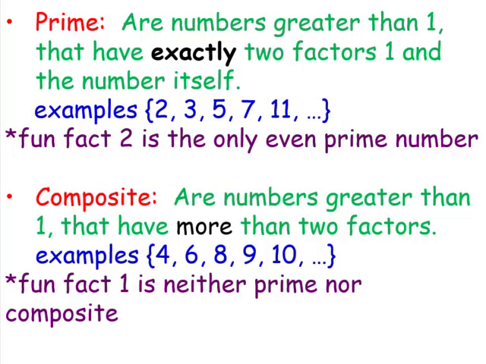Composite numbers are numbers greater than 1 that have more than 2 factors. Examples: 4, which has factors of 1, 2, and 4; 6, which has factors of 1, 2, 3, and 6; 8, which has factors of 1, 2, 4, and 8; 9, which has factors of 1, 3, and 9; and 10, which has factors of 1, 2, 5, and 10. A fun fact, 1 is neither prime nor composite.